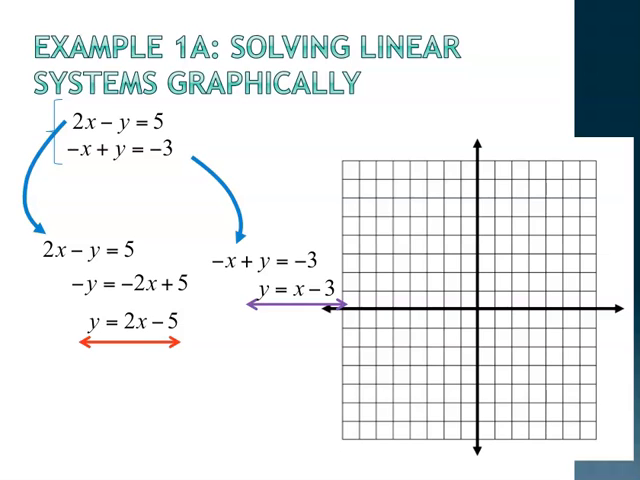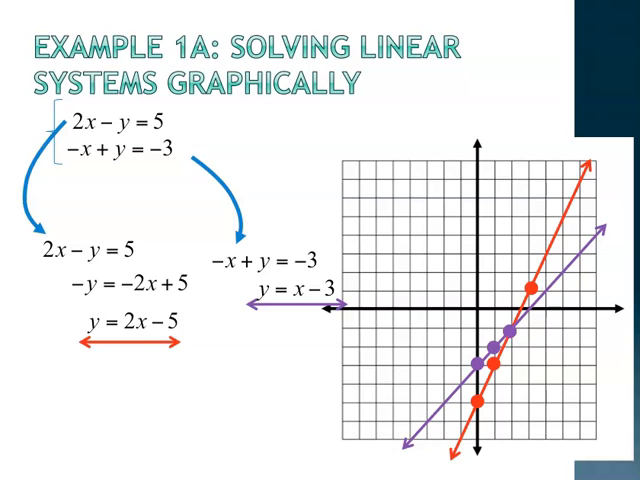So y equals 2x minus 5. That means I'm going to start at negative 5 with my y-intercept. I'm going to go up 2 and over 1 and continue that. So that's going to be the line for the first equation. And for the second one, y equals x minus 3, I have a y-intercept at negative 3, and we have a slope of 1. So up 1 and then over 1, and we continue that. And there is my line.